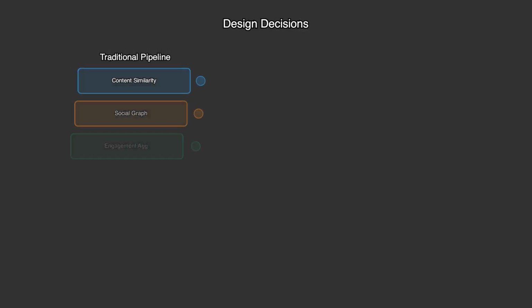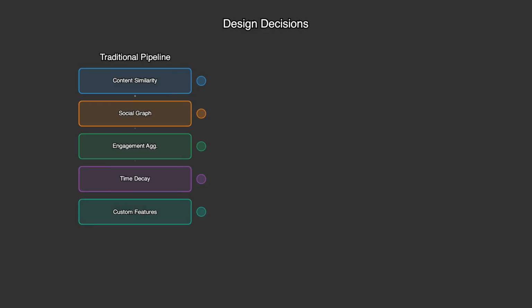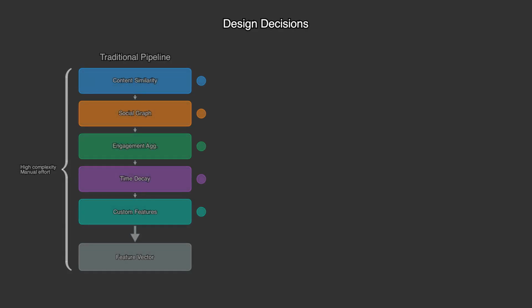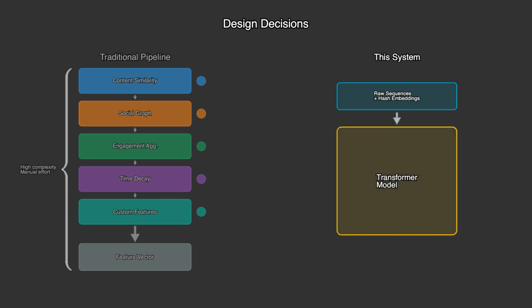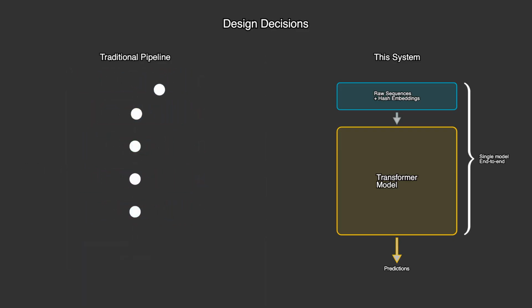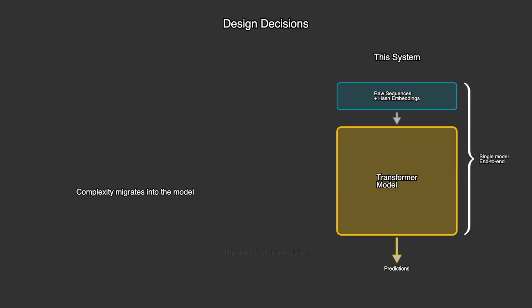Traditional recommendation systems have massive feature engineering pipelines: content similarity features, social graph features, engagement history aggregations, time decay functions. Each one requires its own data pipeline, its own serving infrastructure, and its own maintenance burden. By giving the transformer raw engagement sequences and hash embeddings, this system pushes all that complexity into the model. The model learns which patterns in your history predict which actions on a new post. The trade-off is clear. You need a much more powerful model, but you get a much simpler serving stack.